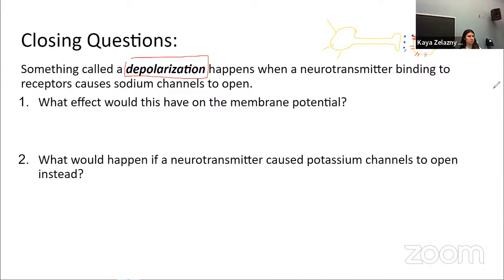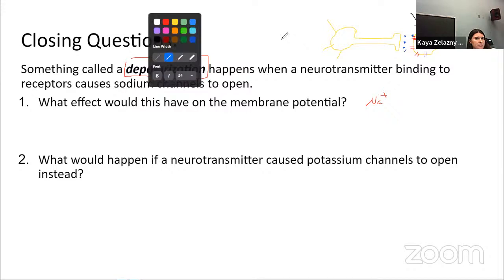I want you to think about what effect this has on the overall membrane potential of this second cell in line. I also want you to think about what would happen if the potassium channels opened instead. Sodium versus potassium.